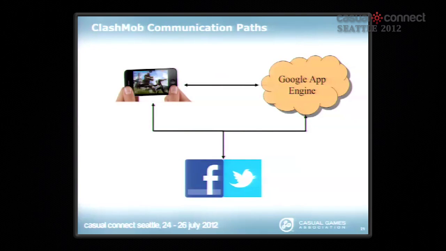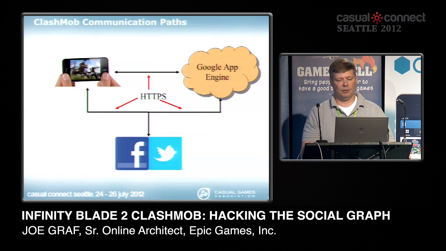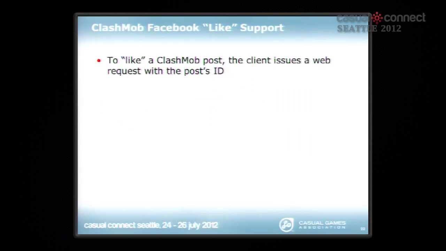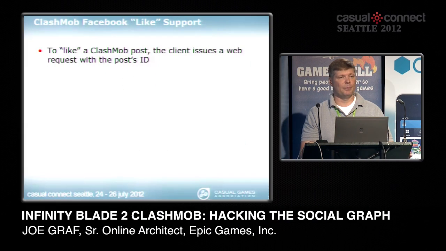So now we're going to talk about the process of how we do this and how the communication paths work in the game. We use HTTPS for everything for security reasons and to try to keep things from being spoofed and replayed and stuff like that. We're going to first talk about the communication from the client to Facebook and Twitter and what that looks like. So when we participate in a ClashMob, we send down various pieces of information about it: the current amount of progress that's been made, the Facebook ID of the post that was made on the brand page, the Twitter ID, things like that.